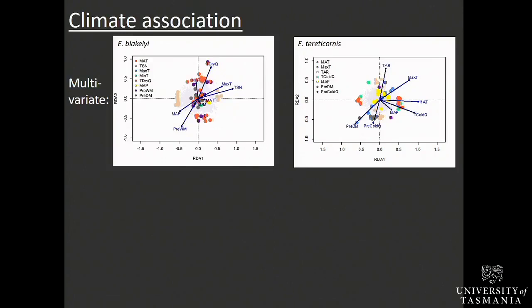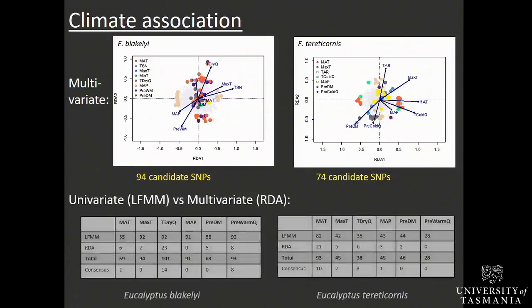The first climate association analysis that I did was a multivariate analysis, RDA, with a number of different climatic variables, and between the two species, this generated 94 and 74 candidate SNPs each. When we compare this to LFMM, which is a univariate analysis, you see that we get much higher SNP associations, but you can also see that there's a number of consensus SNPs found between both models.